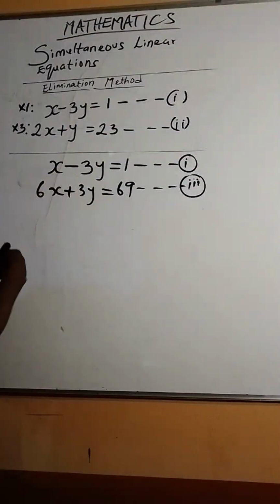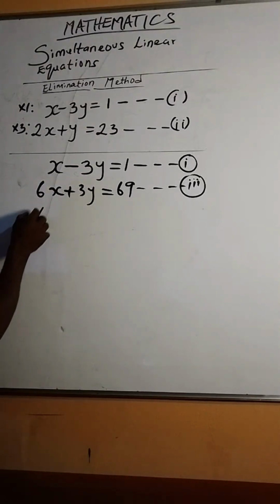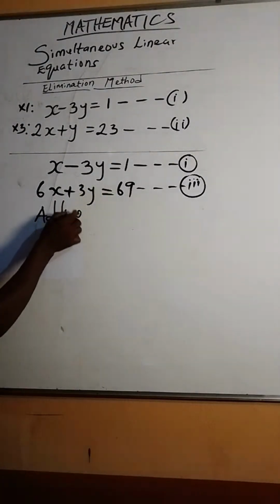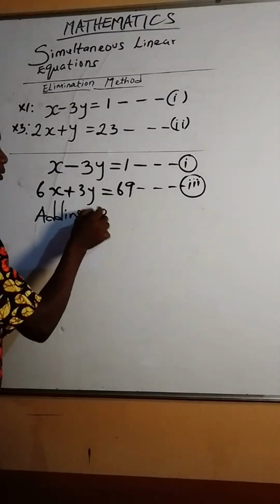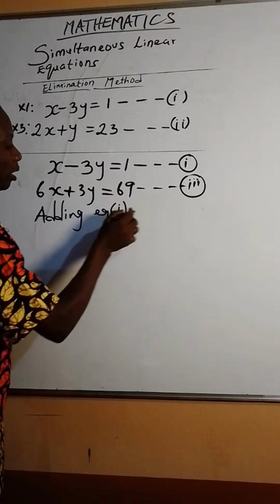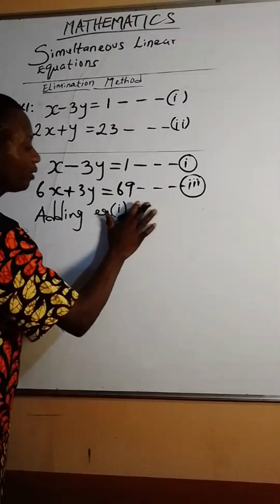So here we can see that we can add up. When adding equation 1 and 3, so let us add equation 1 and 3.